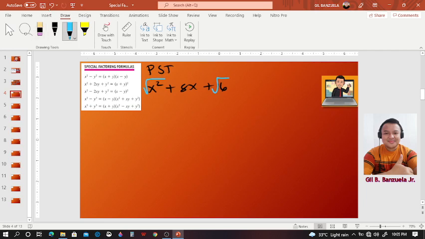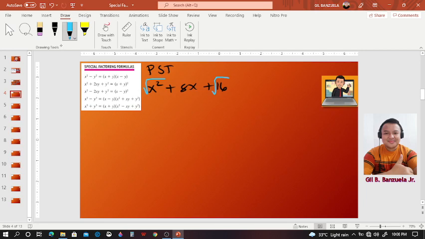Wait lang, natakpan yung 16. So let me just undo. Alright, just to make the example clear. So simply get the square root. If it happens that the first or the last term doesn't have a square root or an answer that is a perfect square, then this particular trinomial is not a perfect square trinomial but just an ordinary trinomial.